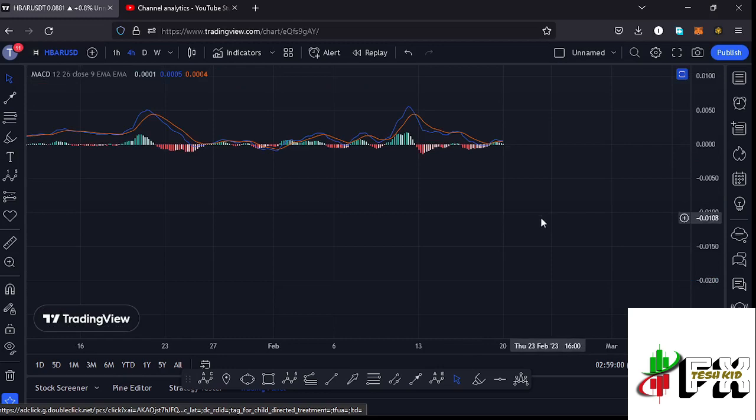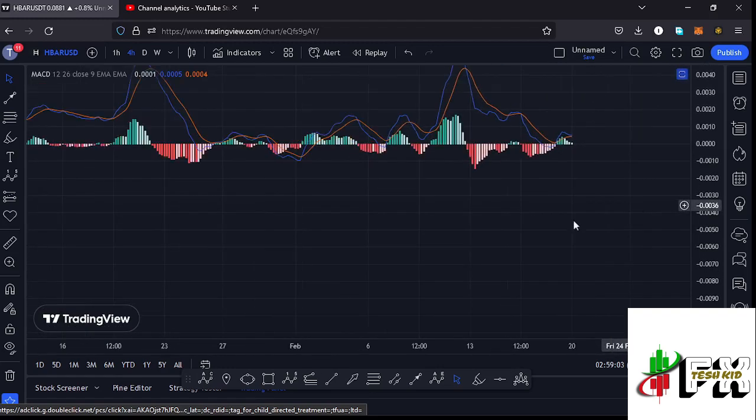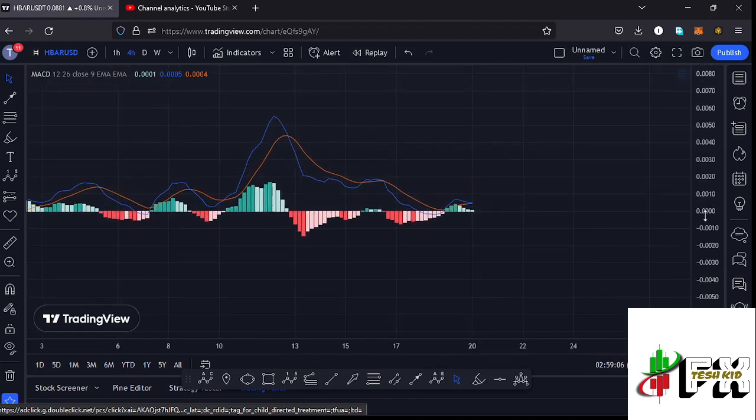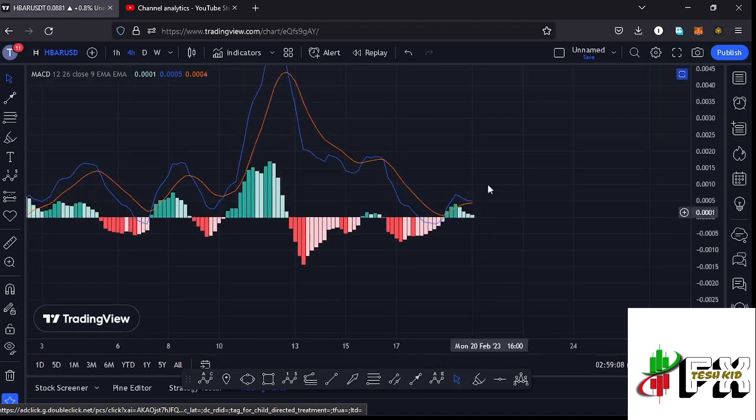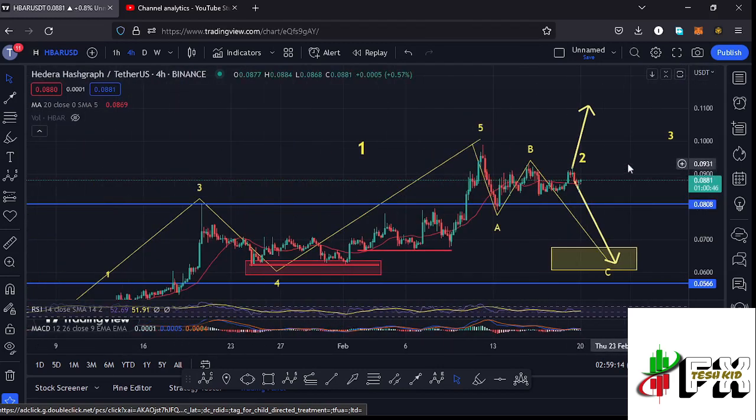Also taking a look at the MACD, we have been able to print a bullish cross, but we are seeing a sharp decrease in the buying momentum here on the MACD, meaning soon we might be able to print that bearish cross to fully support lower prices in the formation of that higher Elliott wave count 2. So let's be patient and see how that plays out, and I'll be keeping you updated.